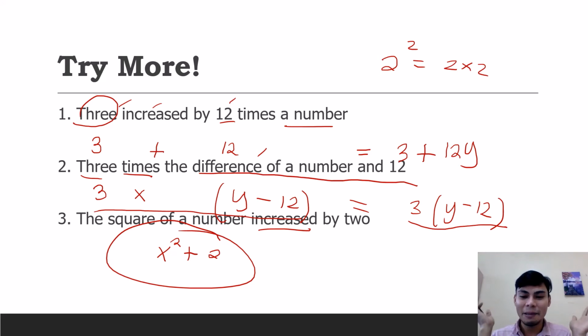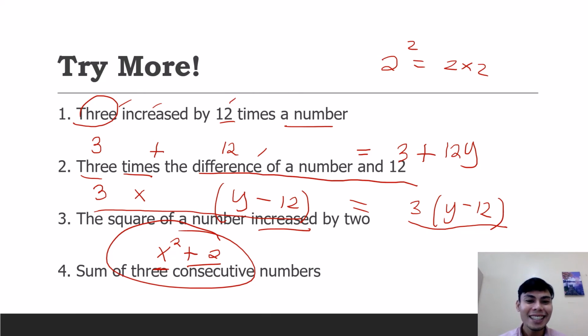Huwag mo nang ipasok pa ang different thoughts sa mind mo at sabihin mo, ay baka hindi ito. The square of a number lang. The square of a number. We don't know the number. So, x yan, y yan, a yan, b, c, d, l, m, n, o, p. Plus 2. And that's it. If you have questions, feel free to ask in the comment box.